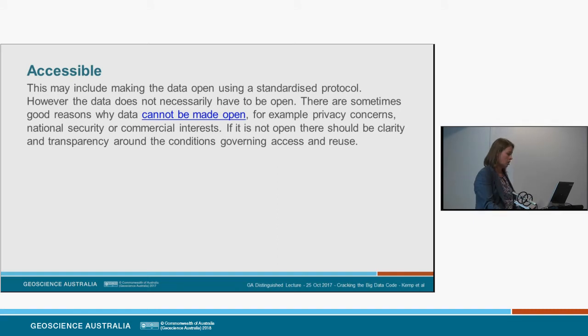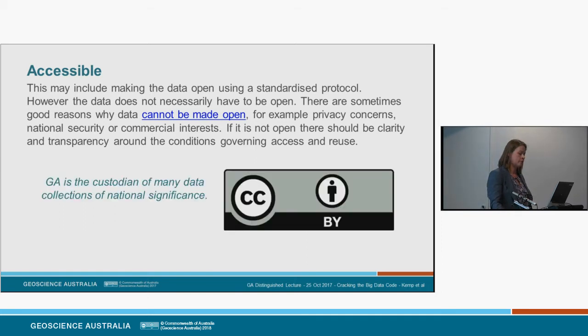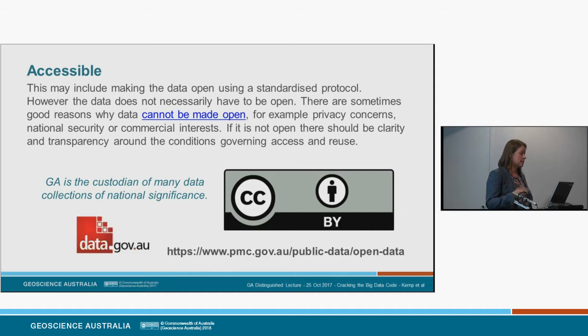Accessible. Well, we want to make sure the data is accessible and open where it can be. And we're lucky at Geoscience Australia where 95% of our data is open, and we have a CC BY licence across all of our data sets. But we also need to consider in accessibility the push by the Federal Government of Australia for open data. And so here I've got a link through to the PM&C's Open Data Agenda, and we've also got data.gov.au.